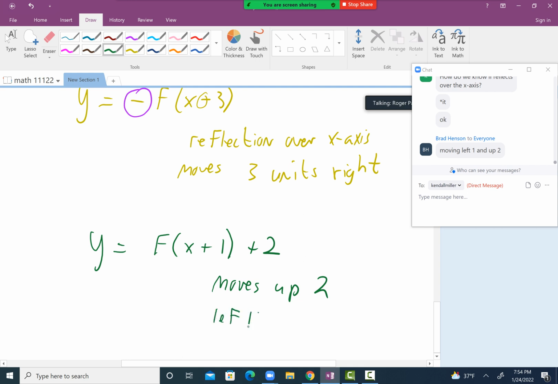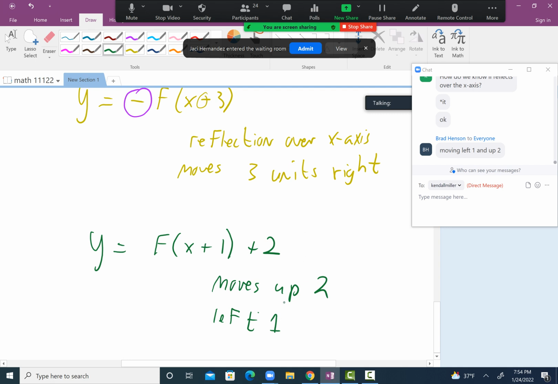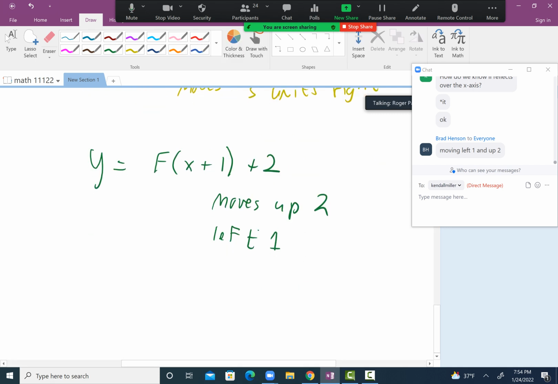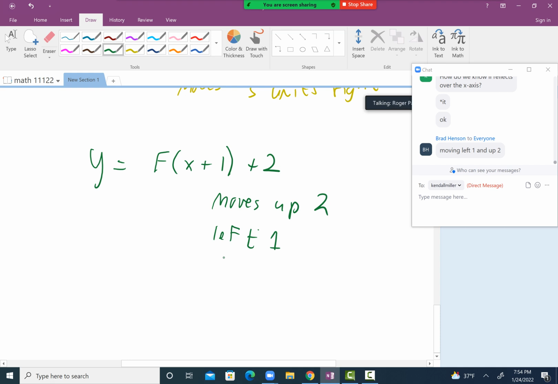Left 1. Okay, you could say horizontally -1, because that -1 means that it's moving in the left direction. So I don't really care how you say it, but you want to make sure that you're telling me left or right. Okay. All right. Good. That's good.